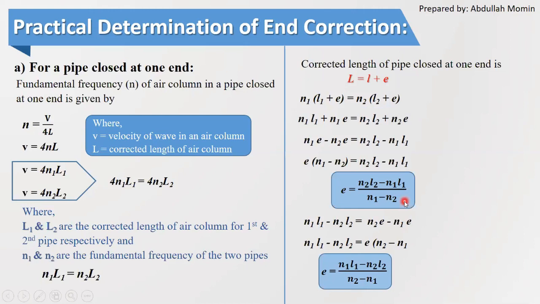So we have two formulas of end correction. End correction is N2 L2 minus N1 L1 divided by N1 minus N2, or this formula can also be written as N1 L1 minus N2 L2 divided by N2 minus N1. Both formulas are for the end correction of a pipe which is closed at one end.